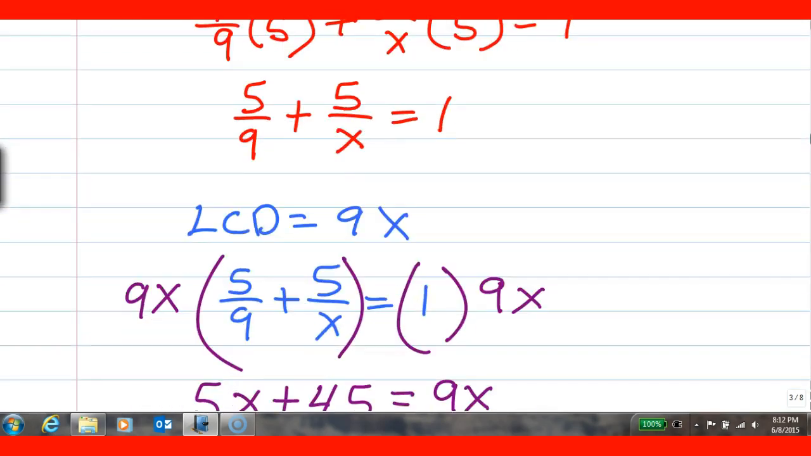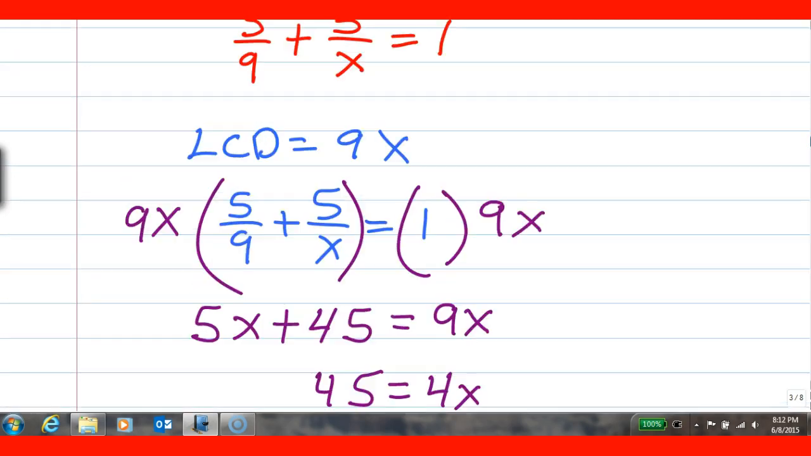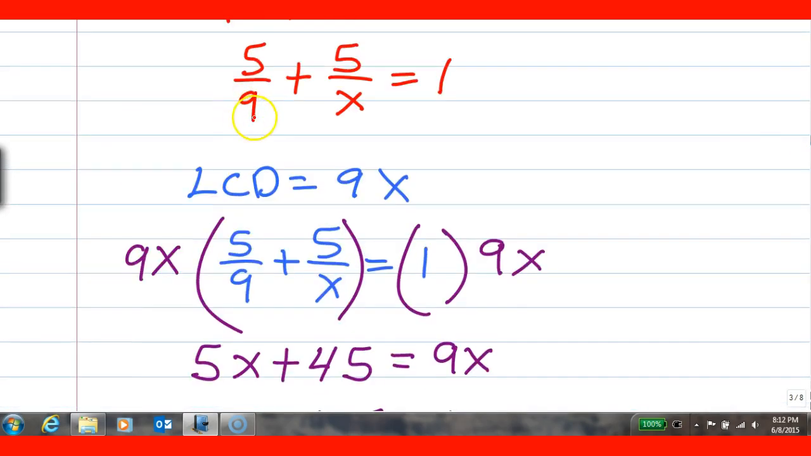Again, I'm going to look for the lowest common denominator so I can clear out those fractions. So the lowest common denominator between the two would be 9x. So I'm going to multiply by 9x. So when I'm looking at this, I'm going to multiply this 9x to the 5/9. I can do that. It makes a 45x divided by 9. 45 divided by 9 leaves me with a 5.